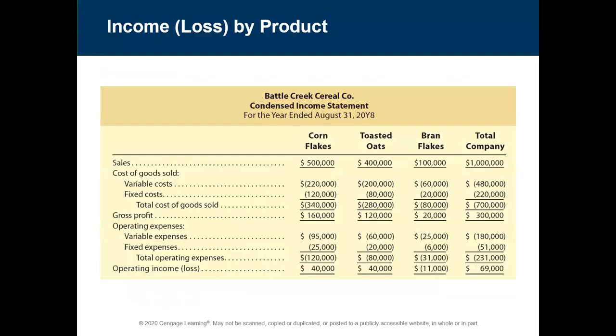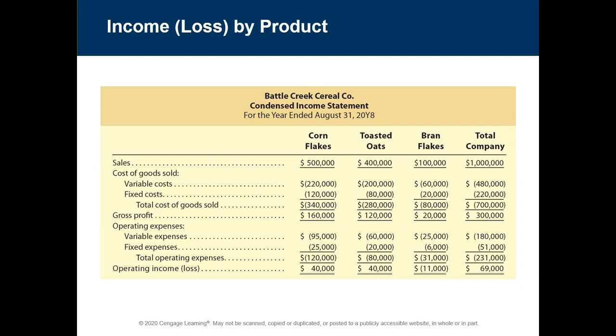All right, discontinue a segment or product. So here we have the Battle Creek Cereal Company. Here's their income statement, and they're trying to decide if they should get rid of Bran Flakes, right? Because Bran Flakes have an operating loss of $11,000. So maybe your first look at that would be like, let's get rid of Bran Flakes. They're terrible. And honestly, they are terrible.